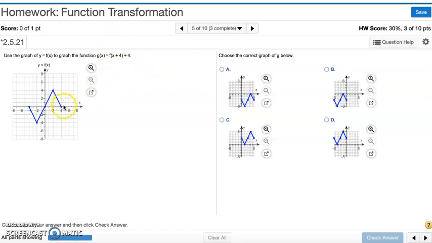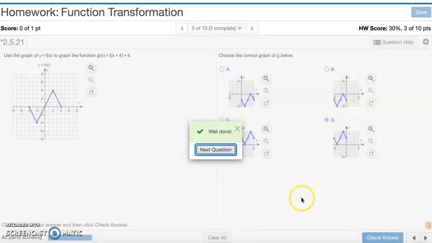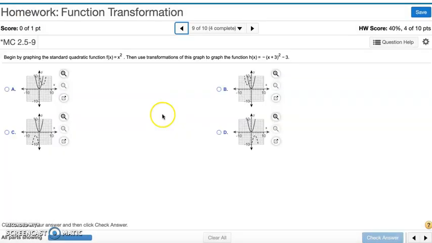So this tells me I'm being shifted to the left 4 units and shifting 4 units up. So left 4 and up 4. So going from here, left 4 and up 4 will look like D.